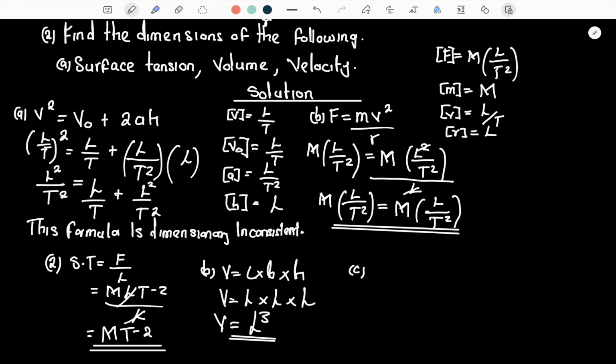Now the velocity, we already know that velocity is simply meters per second. The meter is represented by letter L, and the second is represented by the time or the period. And basically this is how you find your final answer.